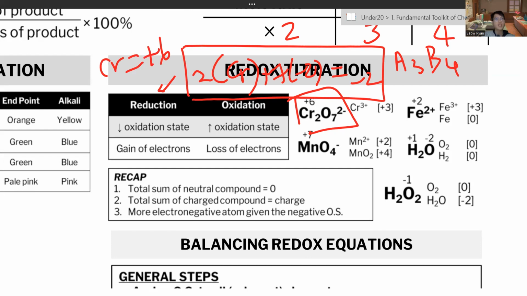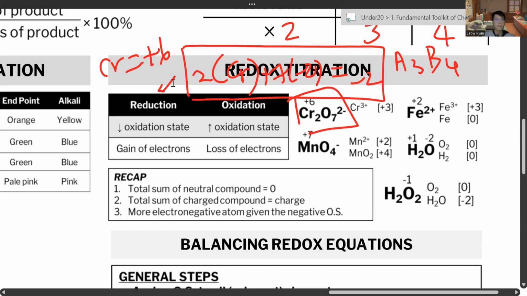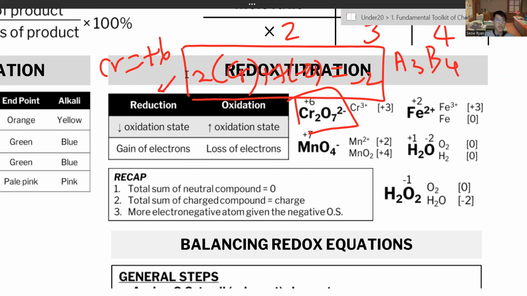Okay, so reduction is a decrease in the oxidation state, and oxidation is an increase in oxidation state. And because you have a decrease in oxidation state, it means that you gain electrons, right? Because electrons are negative, right? So when you decrease in number, you gain a negatively charged thing. And oxidation, because it's a gain in oxidation state, is a loss of electrons.